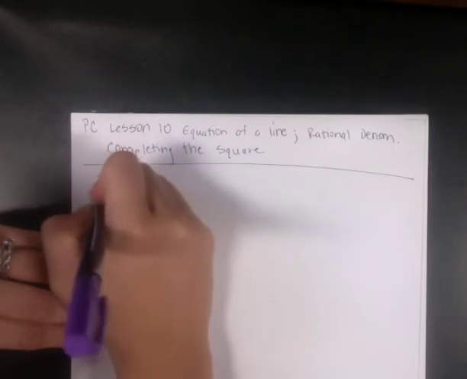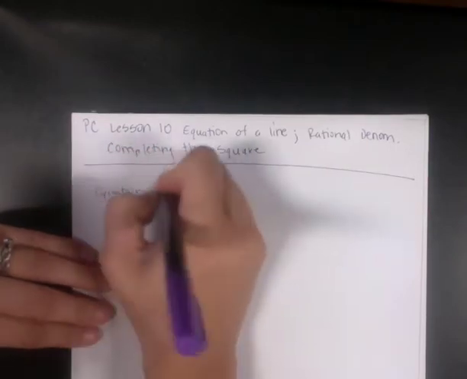Hello, ladies and gentlemen. Today we are going to do Pre-Calc Lesson 10: Equation of a Line, Rational Denominator (denom is my abbreviation), and completing the square, which I know is everyone's absolute favorite. So let's talk about the equation of a line. The two most basic equations of a line we should know.